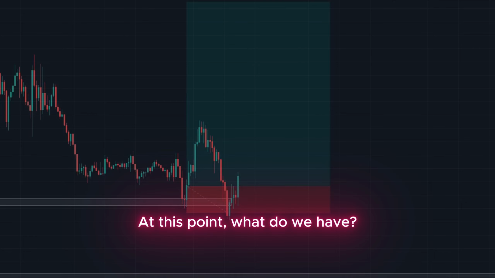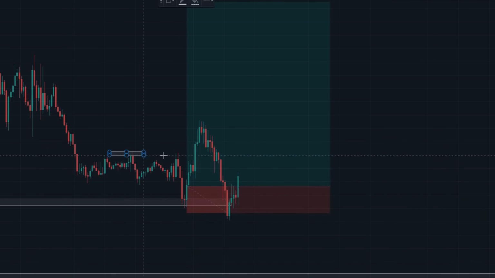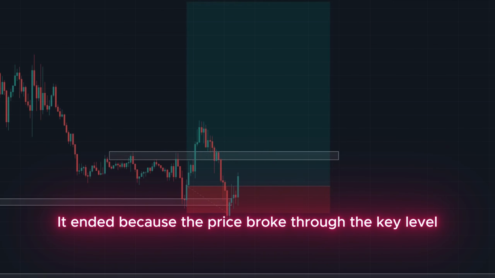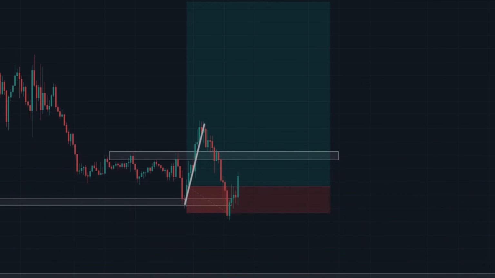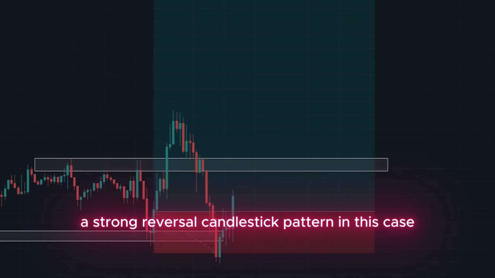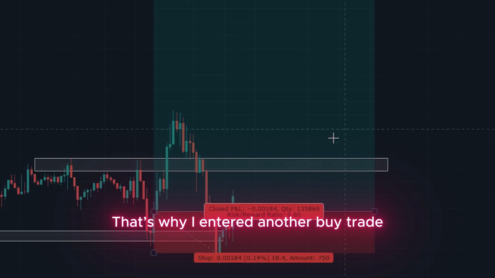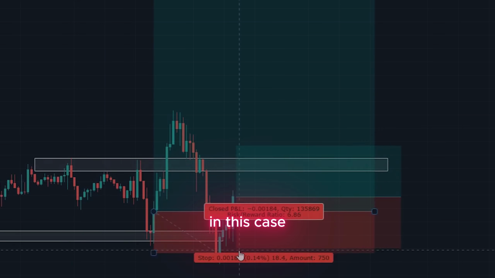At this point, what do we have? At this point, we've confirmed that the retracement has ended. It ended because the price broke through the key level of this retracement, but it came back to retest this key level, this low, one more time. Although it didn't form a strong reversal candlestick pattern in this case, it's not an engulfing candlestick, the price still continued to rise. It still supports an uptrend structure. That's why I entered another buy trade in this case.